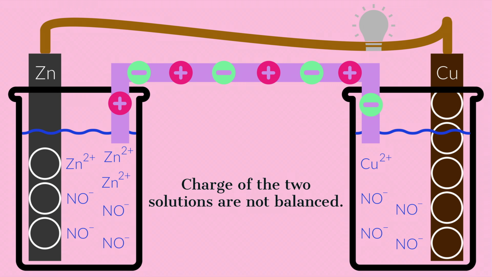The net charge of the zinc nitrate solution and the net charge of the copper nitrate solution are not balanced. In reality, when solutions in the 2 half cells do not have the same charge, the cell does not work, and the light bulb won't turn on. That is where the salt bridge comes into use.